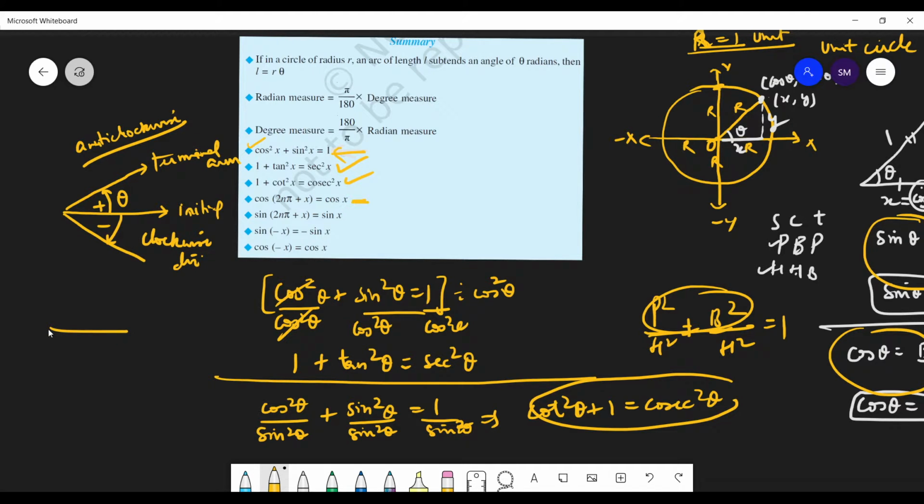So if this is OA and this is A dash, and you have moved in this direction, this is 30 degree. Instead of moving in upward direction, if you have moved in the downward direction, then it will be minus 30 degree. Okay. Now suppose you have taken one complete revolution. You have reached here after 2 pi. So 360 degree is 2 pi radian.